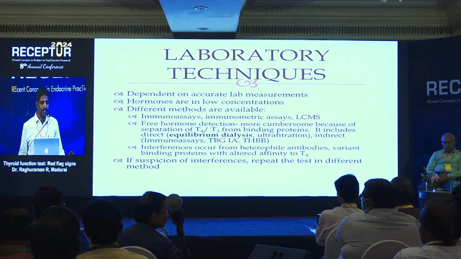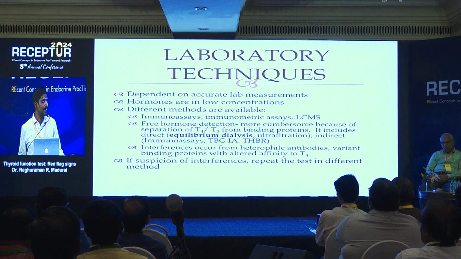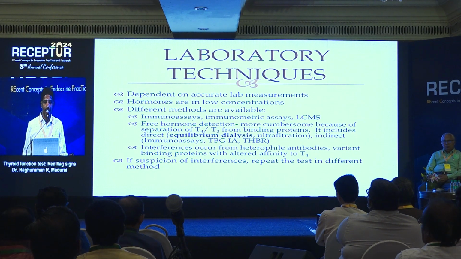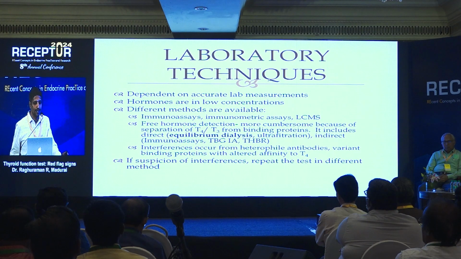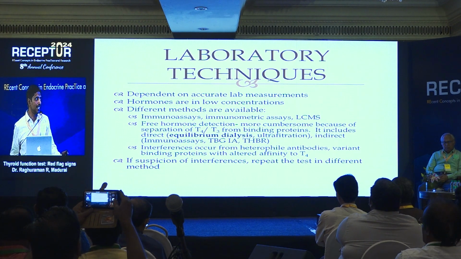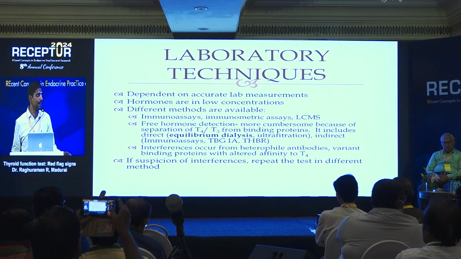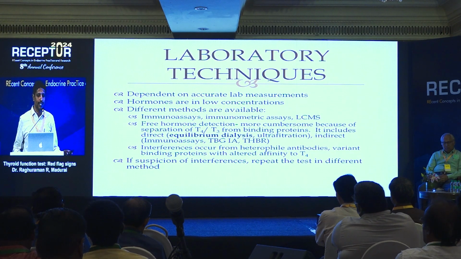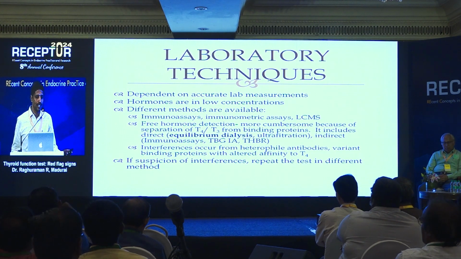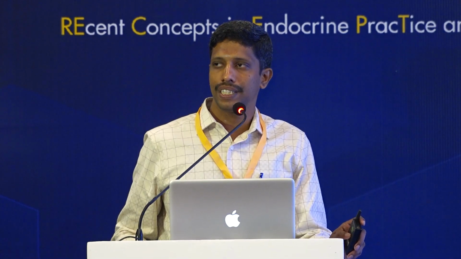The different tests include direct methods like equilibrium dialysis and ultrafiltration, and indirect methods like immunoassays, thyroid hormone binding ratios, and thyroid binding globulin immunoassays. These are some of the indirect methods by which we can assess them. Among these methods, equilibrium dialysis is the best one. The interferences due to laboratory techniques arise either from heterophile antibodies or from variant binding proteins which have altered affinity to T4.